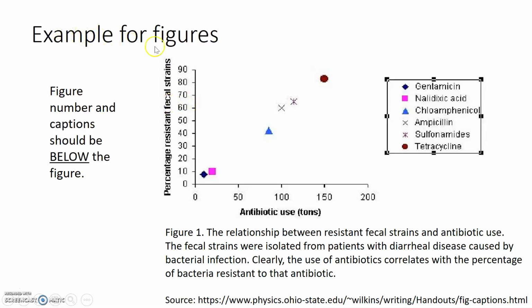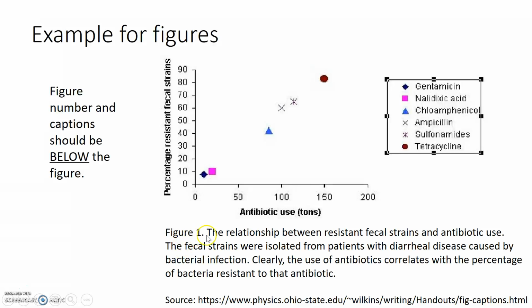This shows an example of a figure. Charts and graphs are considered as figures. As you can see, you have the figure number as well as the figure captions indicated here. And for figure number and figure caption, they should always be below the figure. Whereas for tables, they should be on top. But for figures such as graph, they should be below.